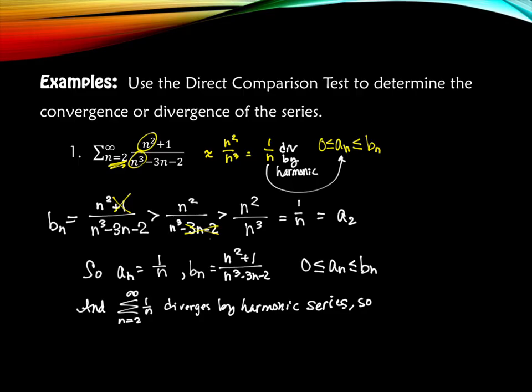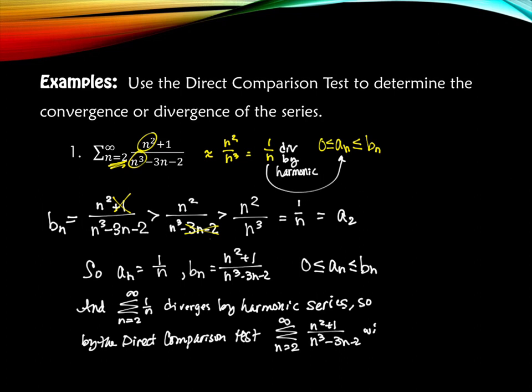So, by the divergence test, divergence test is not what I meant to say. The direct comparison test is what I meant to say. By the direct comparison test, the summation of n squared plus 1 over n cubed minus 3n minus 2 from n equals 2 to infinity will also diverge.